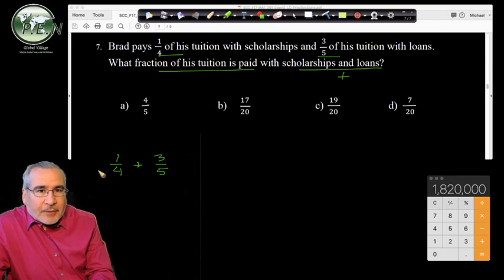The way we make 4 into 20ths is we multiply by 5. But if we multiply the bottom by 5, we have to multiply the top by 5. The reason is 5 over 5 is 1. When you multiply by 1, nothing happens. You have not actually changed the value of the number. So 5 times 1 is 5. 5 times 4 is 20.